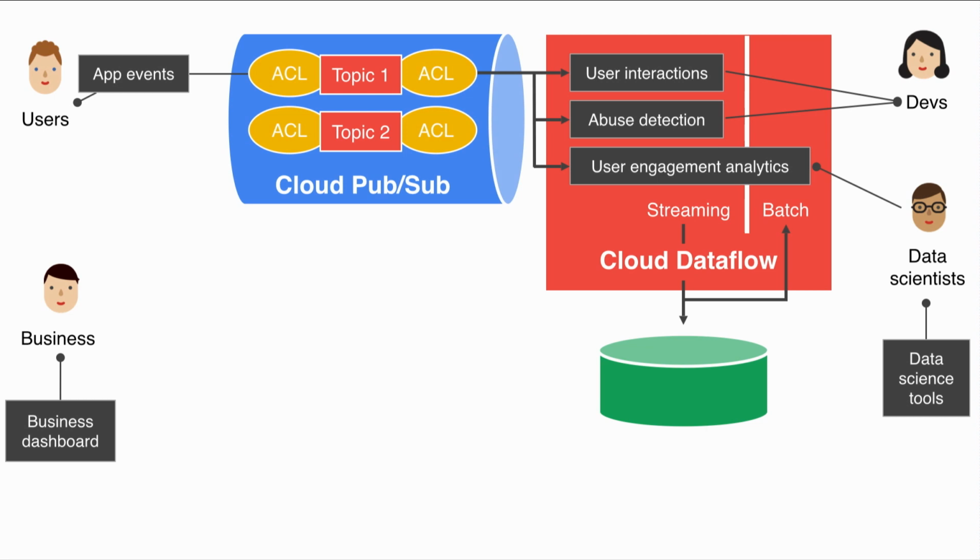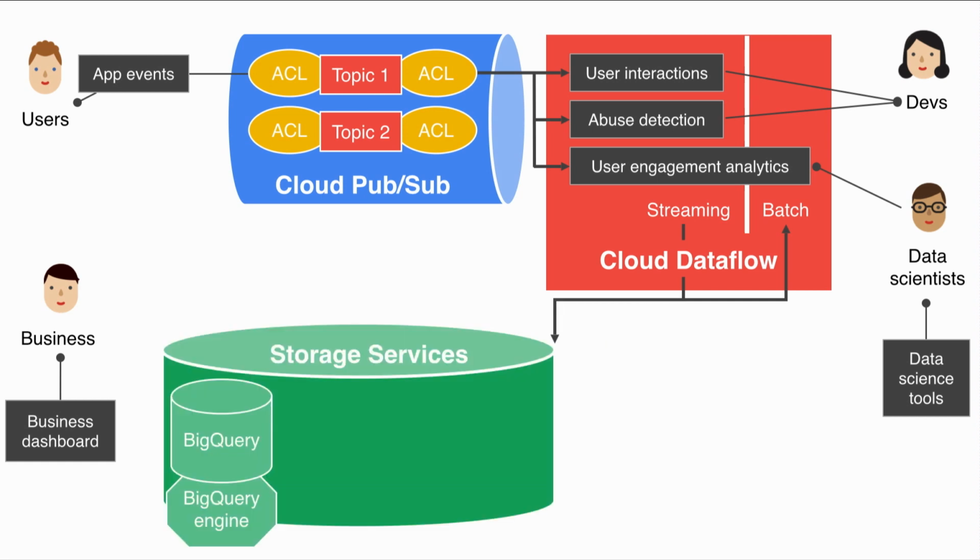So these are the two new products that we are introducing today, Cloud PubSub in limited preview, and Cloud Dataflow currently in private beta. What about this green cylinder? It represents all the cloud storage services at Google, of which there are many. Today, I'm going to focus specifically on one of them, BigQuery. That's the one that's the most relevant for large-scale data analytics.